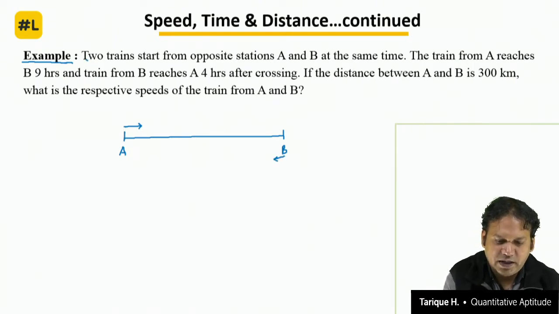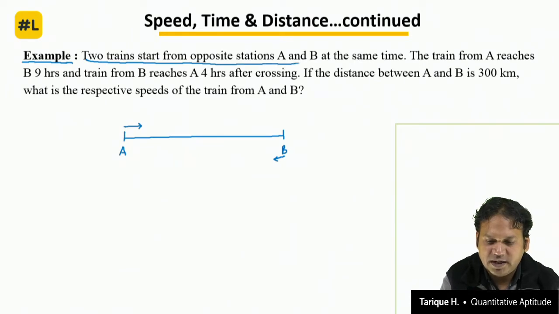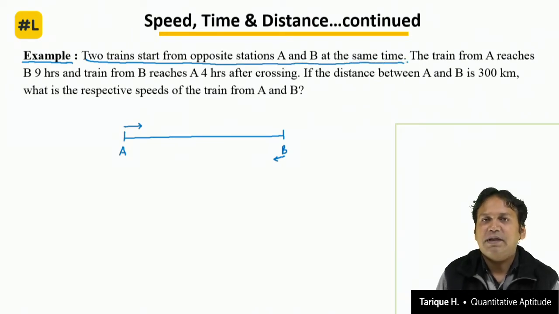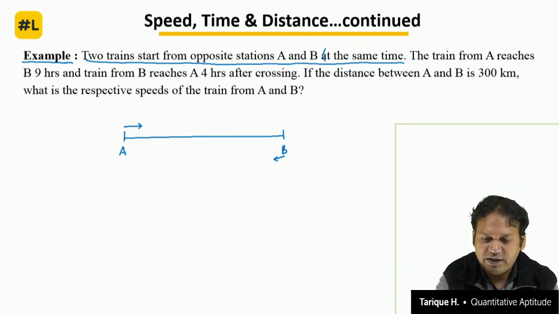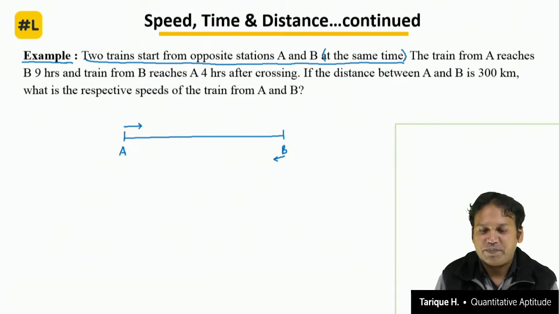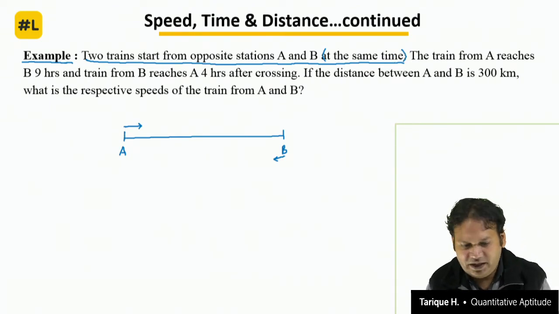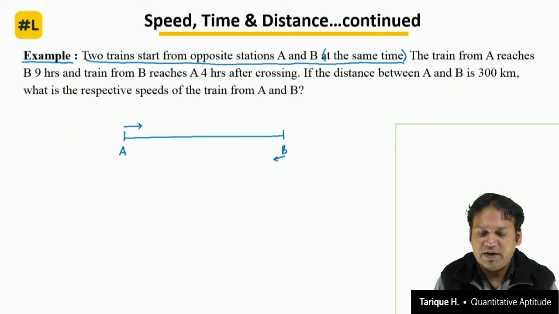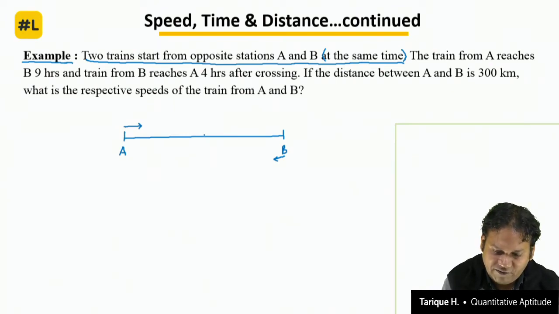So, two trains start from opposite stations A and B at the same time. That is also very important here, that the trains must start at the same time. The train from A reaches B 9 hours and train from B reaches A 4 hours after crossing. Let us say they cross at this point X.